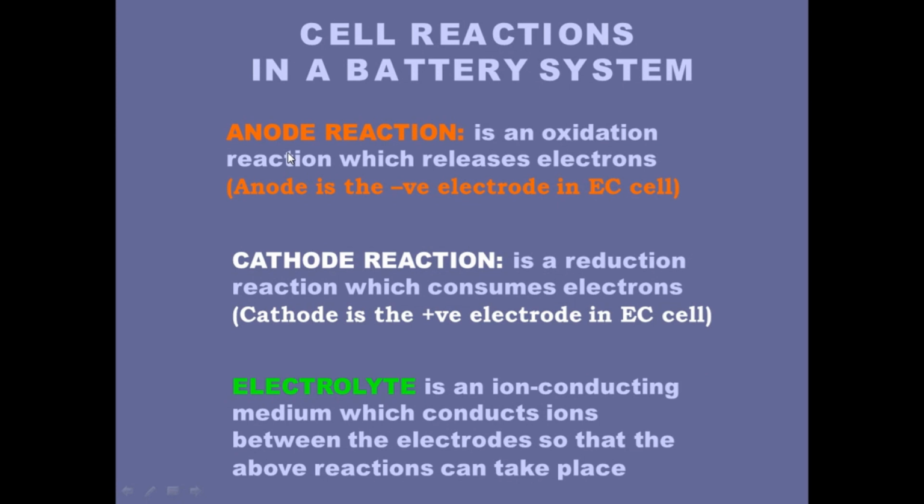Anode is an oxidation reactor which releases electrons. Anode will oxidize during the chemical reaction and it emits the electron. Cathode is a reduction reaction which consumes the electron. The electron which is released by the anode travels through the electrolyte and is attracted by the cathode. Like that the reaction takes place, and this reaction gives us the voltage. Electrolyte is an ion conducting medium which conducts ions between the electrodes. Electrodes means the anode and cathode, so that the above reaction can take place.